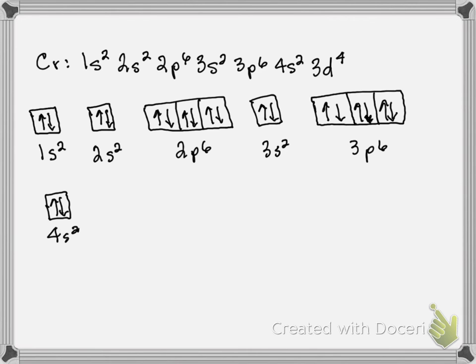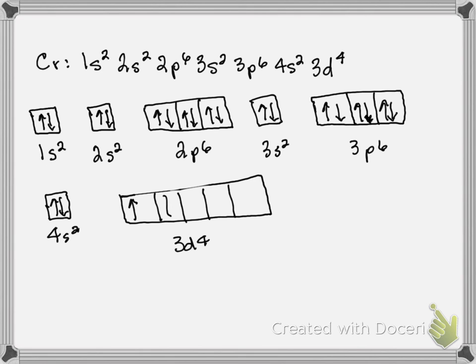Whoops, I forgot that's a D, not a P. So here we have 3d4. So I have an up arrow in 4 of these orbitals and nothing in the last orbital. Okay, so there's nothing in the last box.